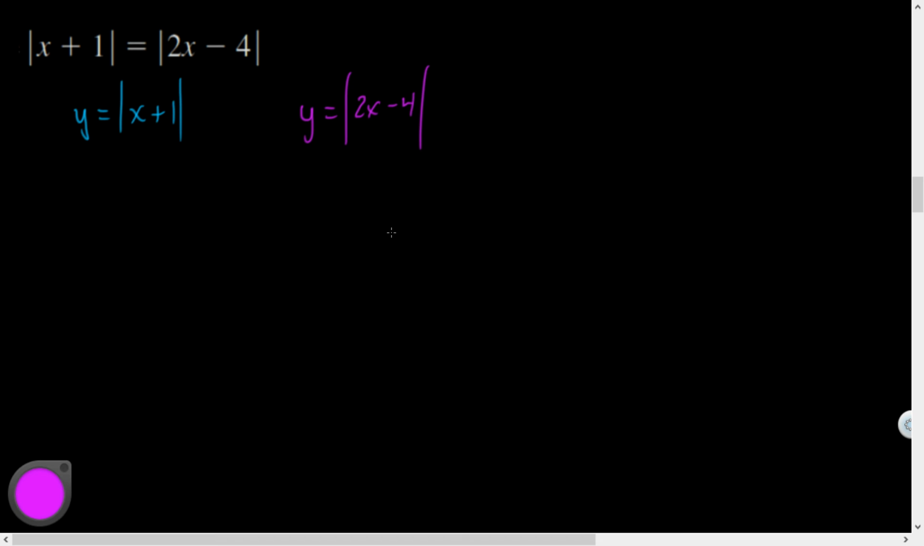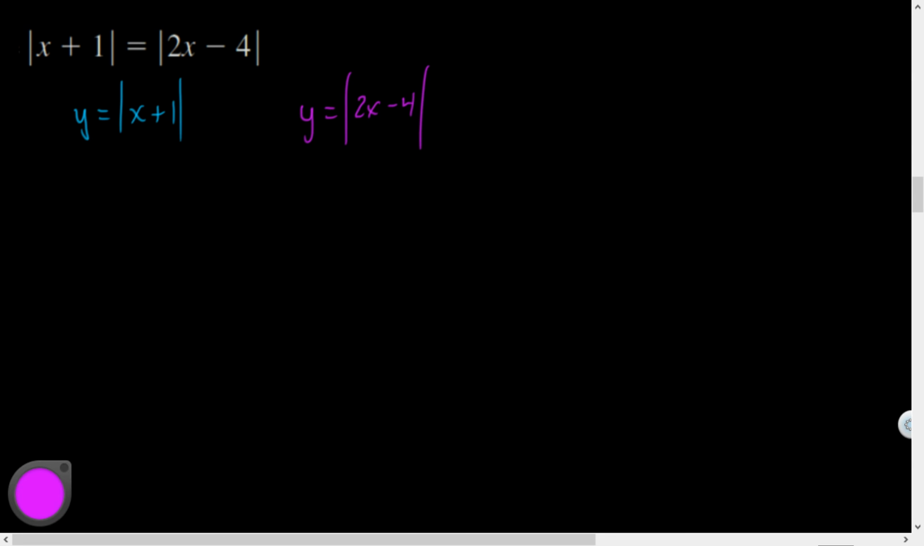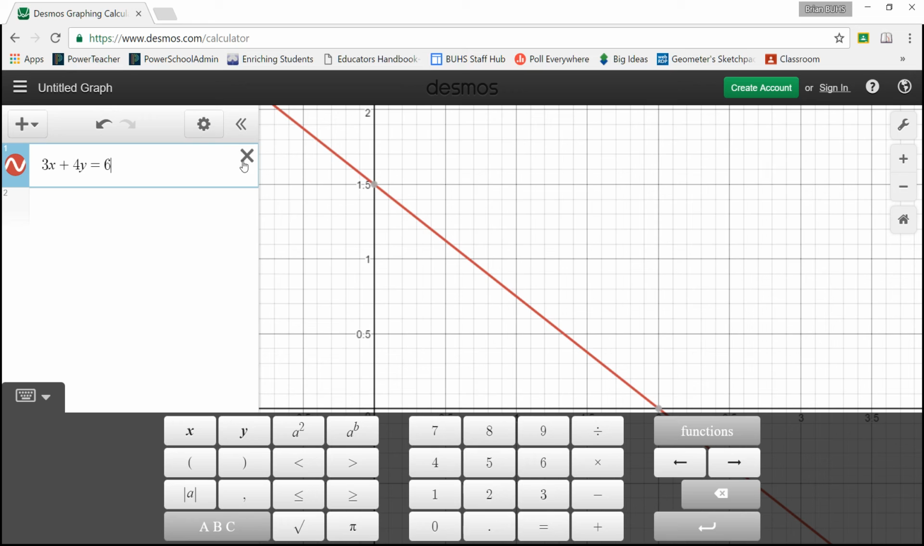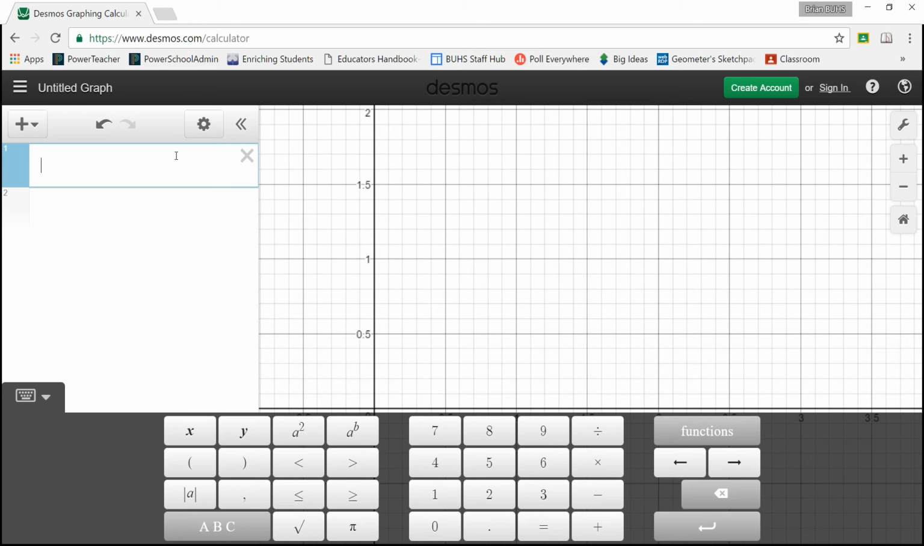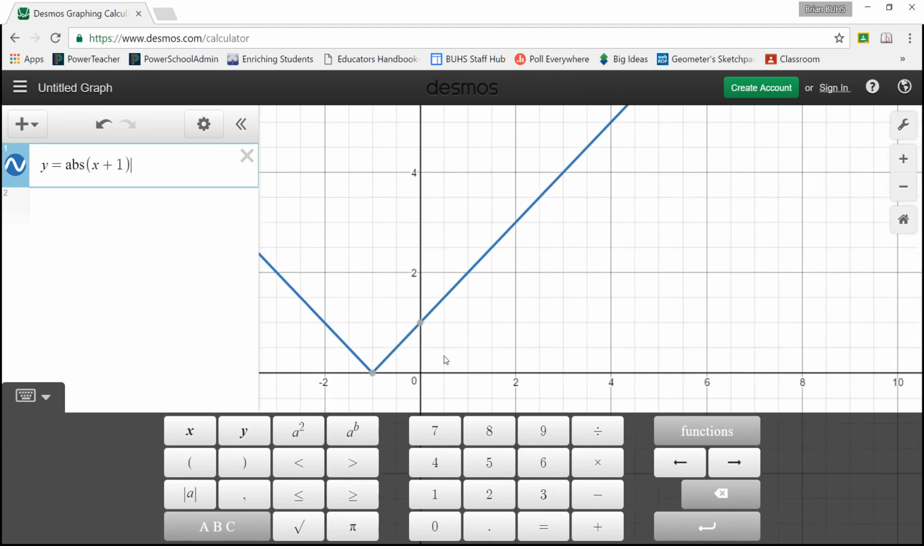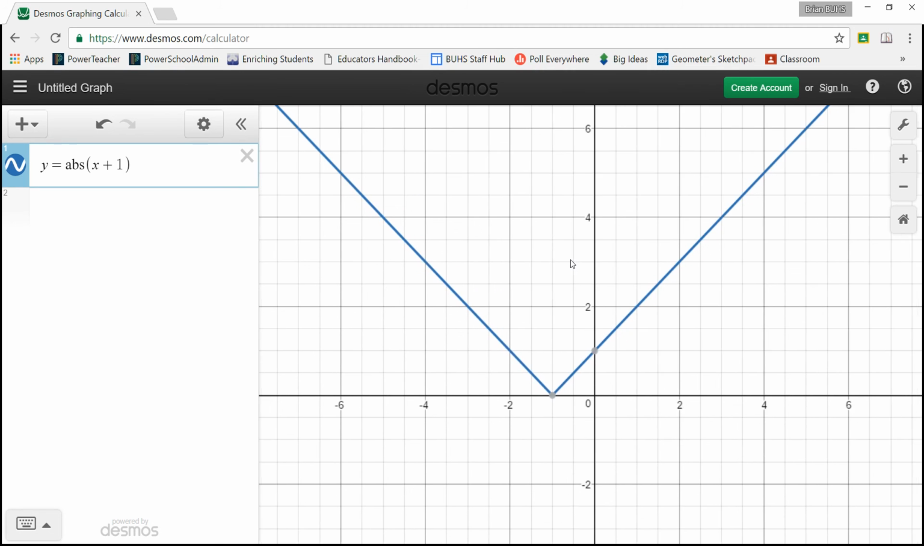And we technically know how to graph these, but I still have my Desmos grapher up here. All right, let's clear this. Let's graph both of those absolute value graphs. Y equals abs x plus 1. All right, so y equals abs x plus 1, close parentheses. Oh, it did. There it goes. All right, yeah, because it's a horizontal shift.